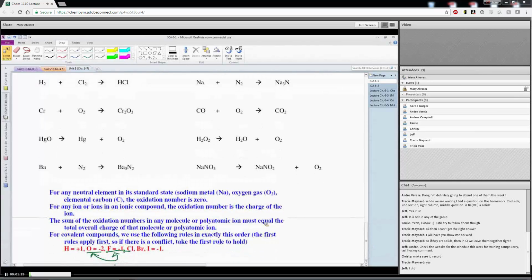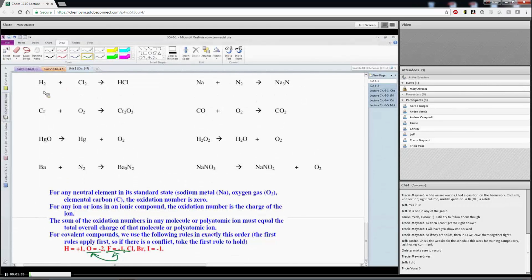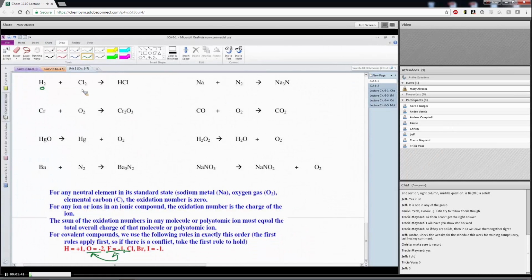Okay, so if we follow these, then in the first case, we've got H2 and Cl2. What's the oxidation number on hydrogen here? Perfect, it's 0 because it's elemental hydrogen. Okay, what about chlorine? Perfect. Elemental chlorine.